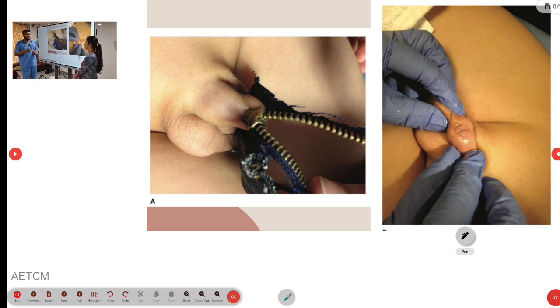If that also doesn't work, then we can use local infiltration with 1 or 2% lidocaine, or bupivacaine 0.25%. If that also doesn't work out, then dorsal penile nerve blocks can be tried. And after that, if that doesn't work, then we can use IV analgesics or procedural sedation.